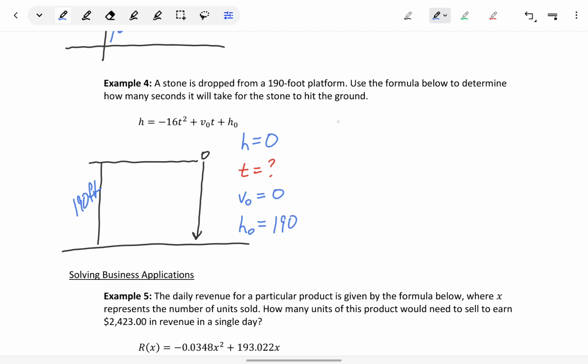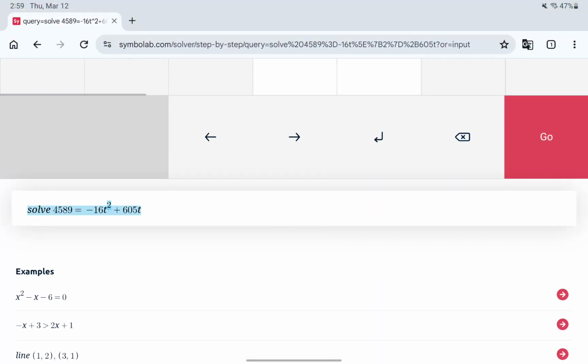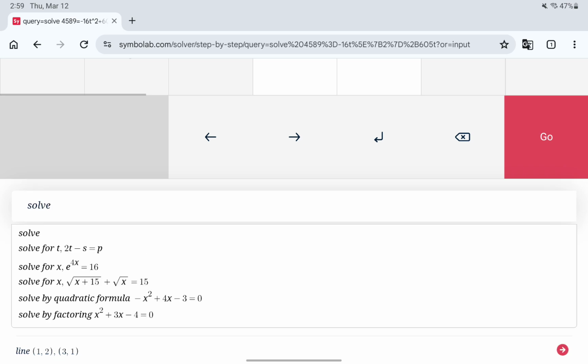So altogether, what we're trying to solve is 0 equals negative 16 times t squared, where t is still that unknown that we're trying to solve for, plus 0 times t, or we could just drop that term out since it's times 0, plus 190. We'll ask Symbolab to solve that equation.